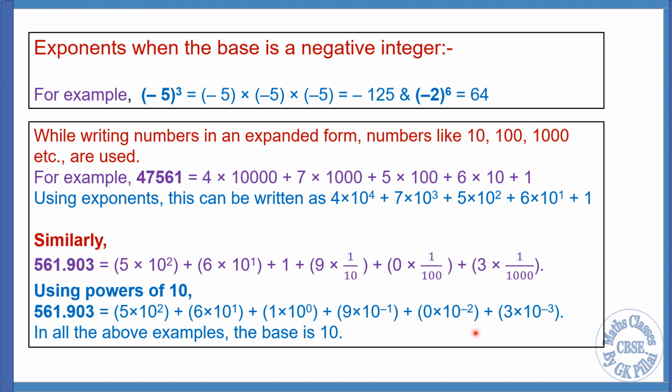Next 0 into 10 to the power of minus 2. 2 zeros, you can write minus 2. Plus 3 into 10 raised to the power of minus 3. Here we go in the opposite direction. In all the above examples, the base is 10 only.